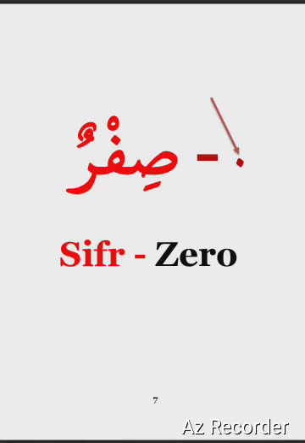0. As indicated by the arrow, the dot written under the arrow is called صفر in Arabic, which means 0 in English. صفر. I hope you understand. MashaAllah.